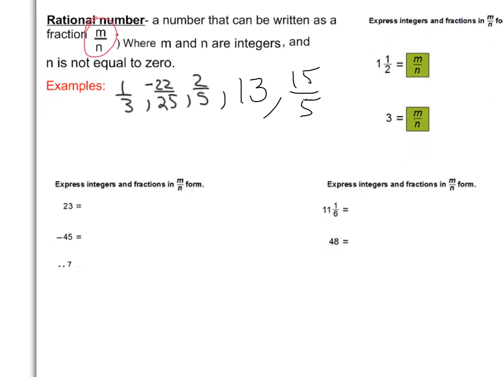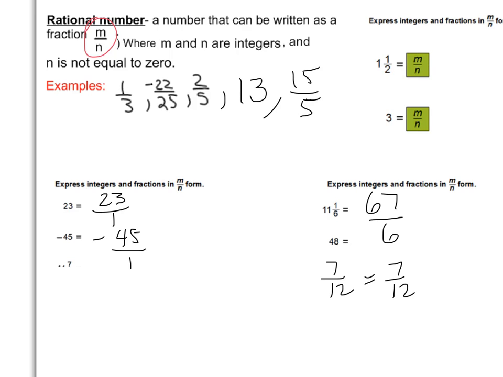All right, and let's go over some of these real quick. So 23, how do you write that as a fraction? You put a 1 underneath any whole number. Same thing with a negative whole number, -45/1. Let's do these two over here. To turn a mixed number into an improper fraction, you do 6 times 11, which is 66, plus 1 would be 67/6. Okay? And if you have a fraction like 7/12, you would just rewrite that. That is already a fraction, so you don't have to do any additional work.